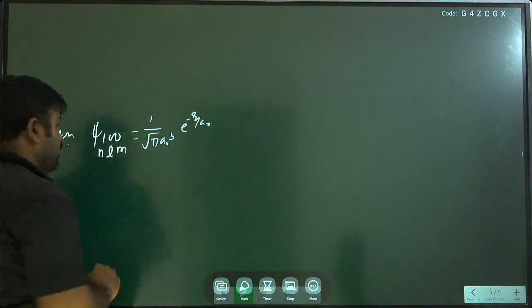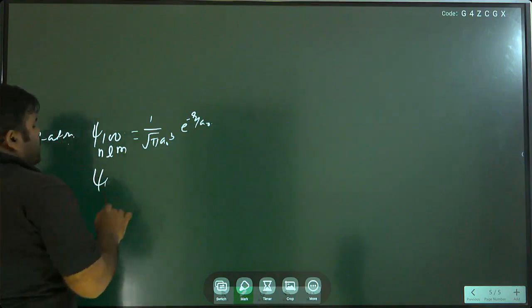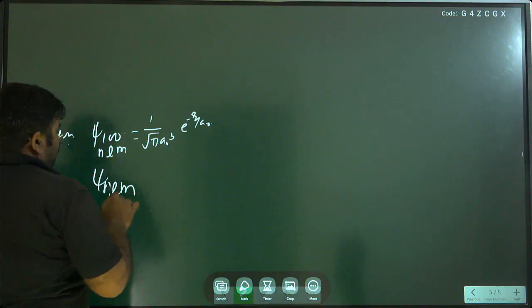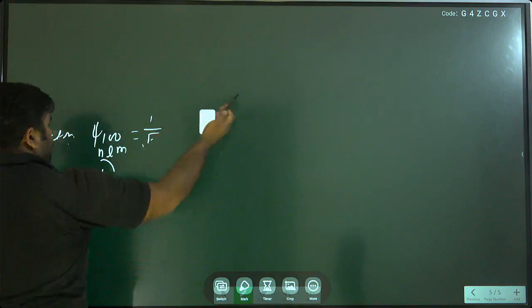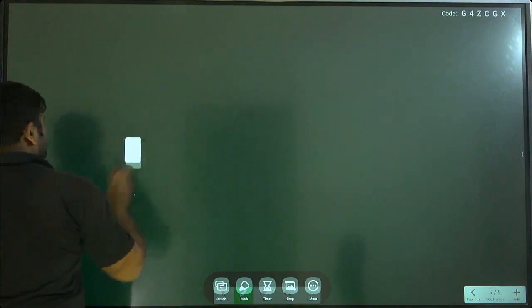Okay, means hydrogen के लिए हम फंक्शन कैसे लिखते हैं? तो psi n l m. What is the n? This one. What is the second value? Is nothing but l. What is the third value? Is nothing but m. समझ में आ रहा है? हाँ, तो देखिए, what is the general format? Psi. Okay.